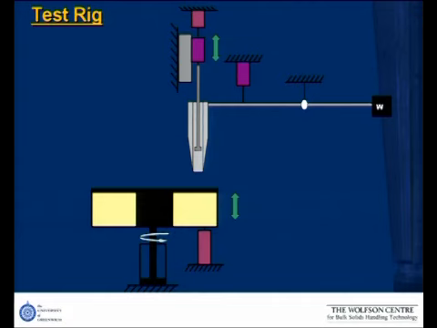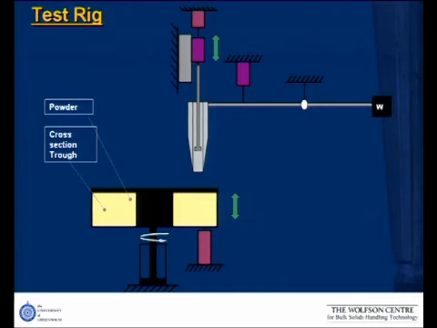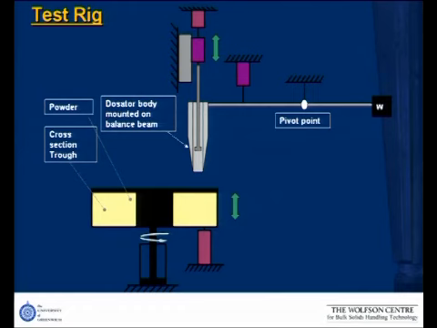In this case of the test rig, what is going to be fixed is the dosator, which has here the body of the dosator and here the pin. It's going to be fixed, and we are going to bring the powder up to sense the forces here, the ejection force of the pin, and also the forces from the powder against the body of the dosator. So we have here a trough, a cross section.